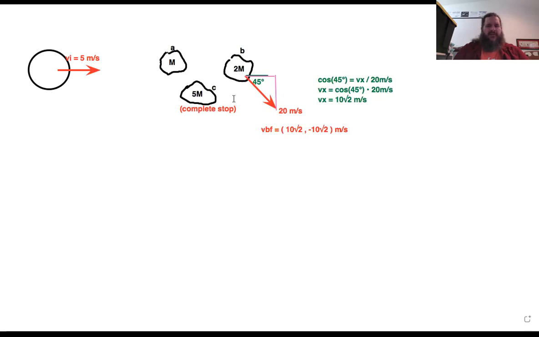So that gives us the final velocity of object B as a vector in terms of its xy components, as opposed to magnitude and direction. And why would we want that? What are we trying to figure out here? Or how could we figure that out?